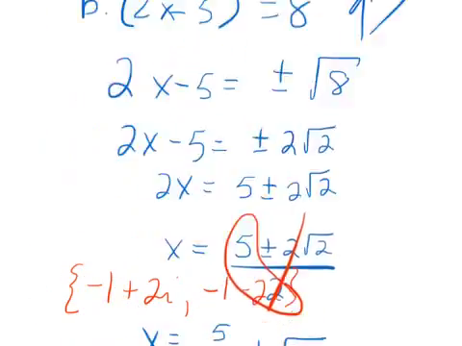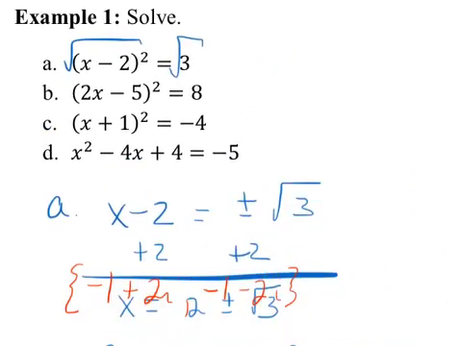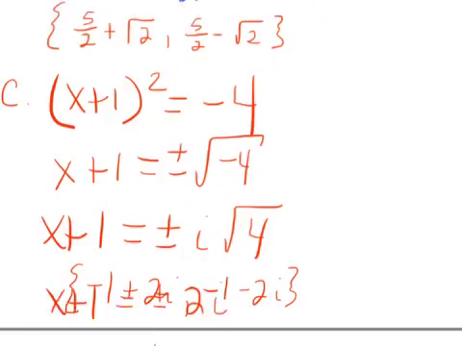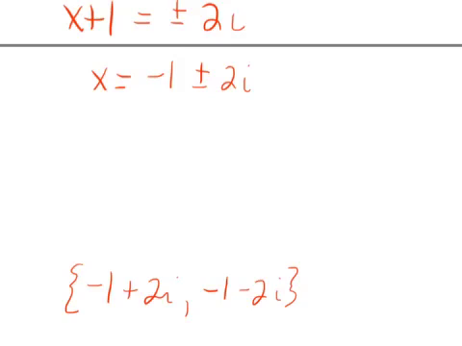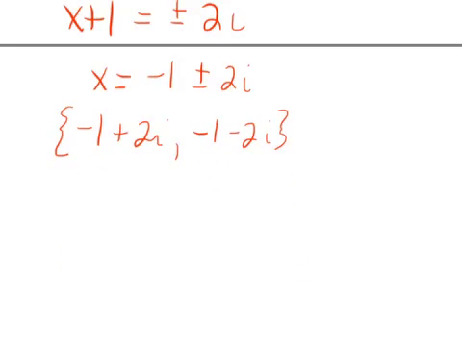All right, last part. Let's take a look at part D. X squared minus 4x plus 4 equals negative 5. This is similar to the one that we did at the very end of the warm-up before. Was it plus 4x or minus 4x? What did I say? Minus. Thank you, Mike.